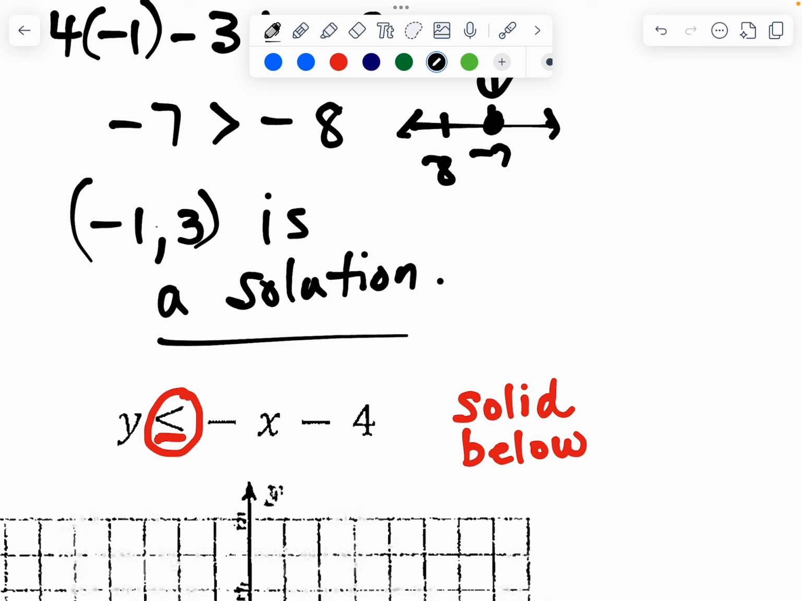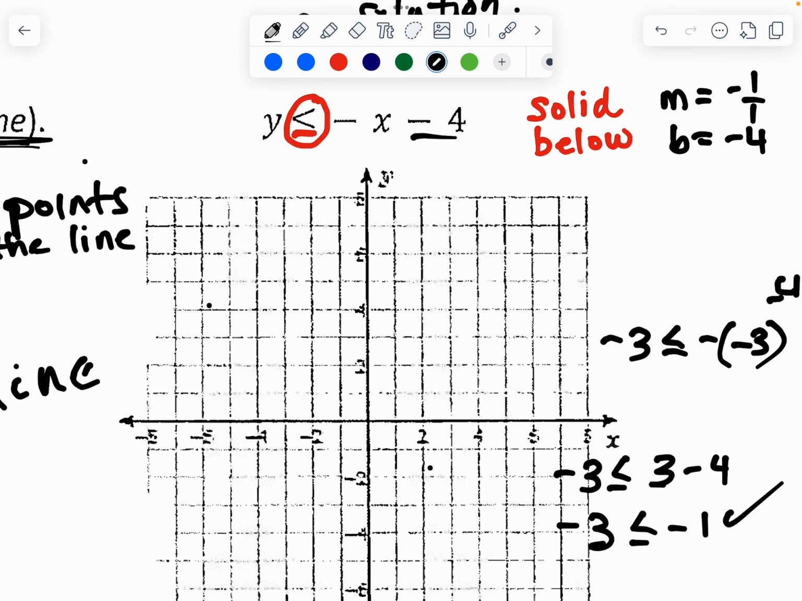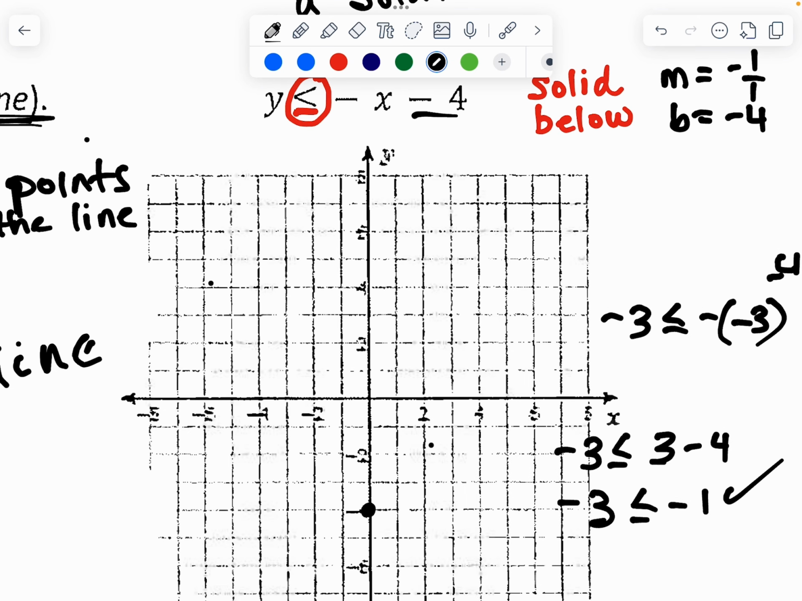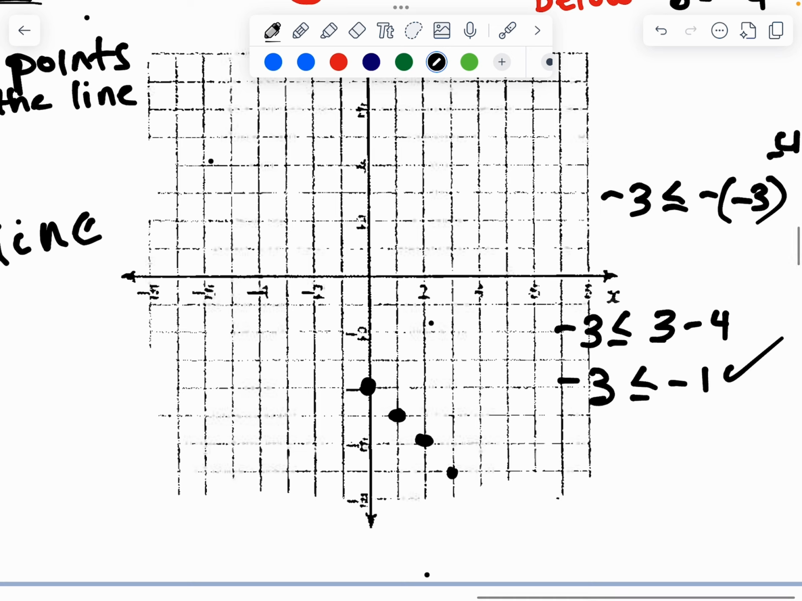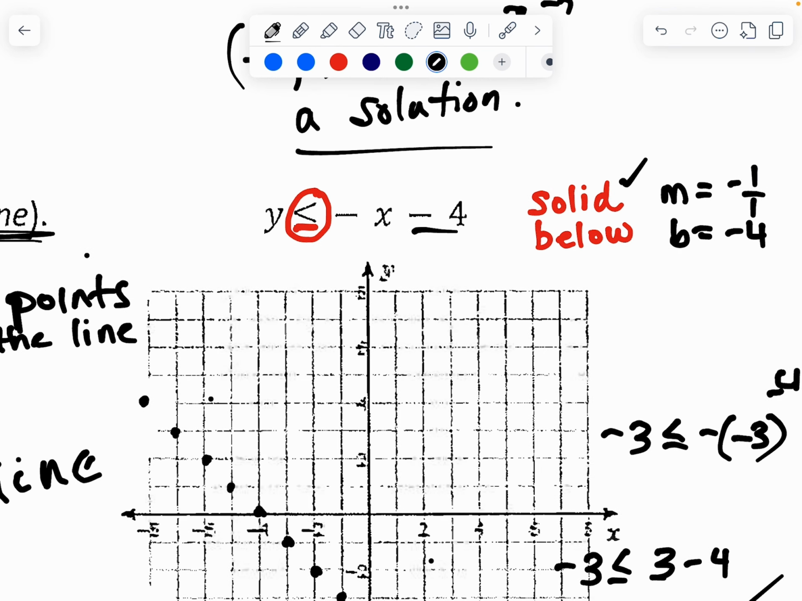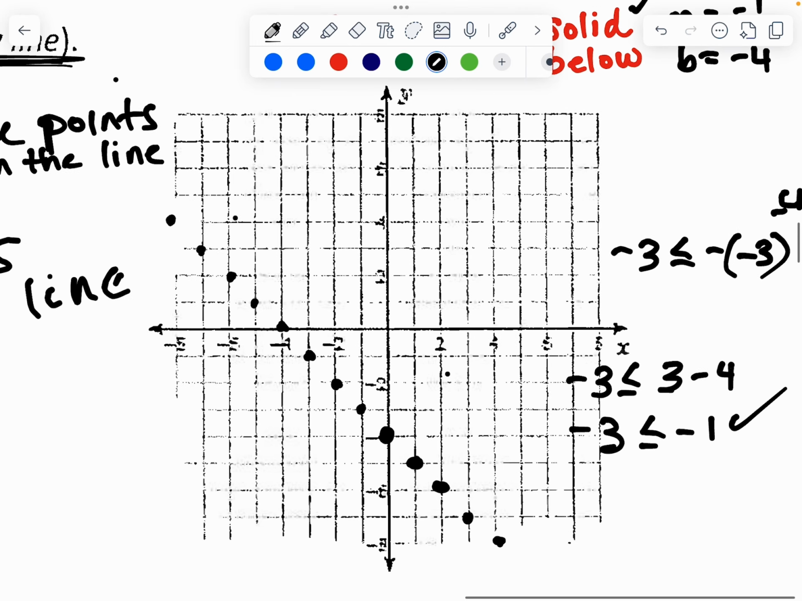Now I also know that my slope is negative 1, or negative 1 over 1, and my y-intercept is negative 4. So now we're going to graph it. I have to start at negative 4 on the y-axis. I'm going to count my slope, down 1 over 1. We're going to fill up the graph as much as we possibly can. So I have to do opposite to get the other end of the graph. Okay, and then I look. It's a solid line, so I can go ahead and draw my solid line.